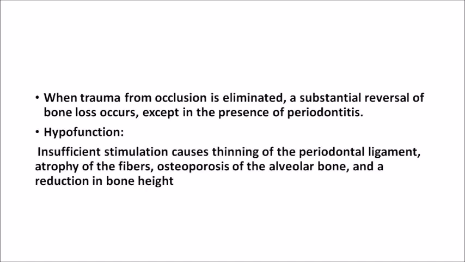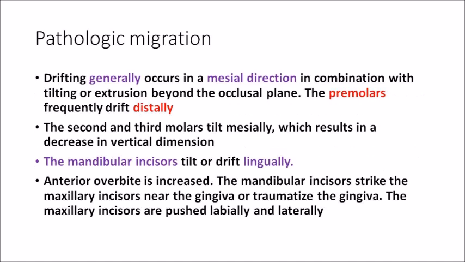Next, coming to hypofunction. So it is like opposite to the trauma from occlusion. In hypofunction, there is insufficient stimulation of the periodontal ligament. This causes thinning of the periodontal ligament, atrophy of the ligament fibers, osteoporosis, and there is a reduction in alveolar bone height. Now we'll discuss another important concept, that is pathologic migration.